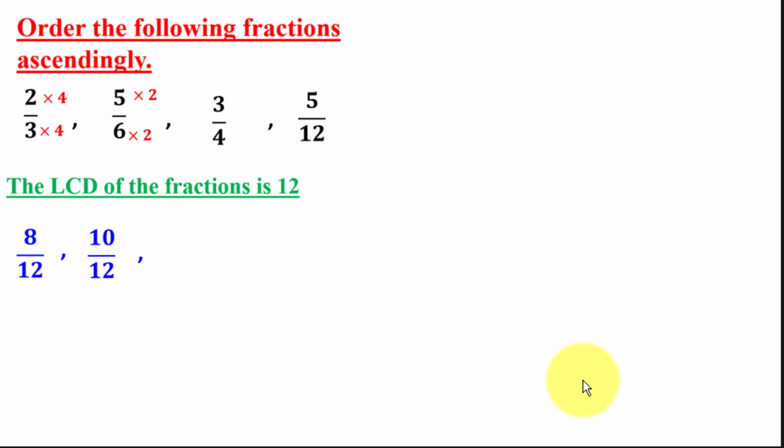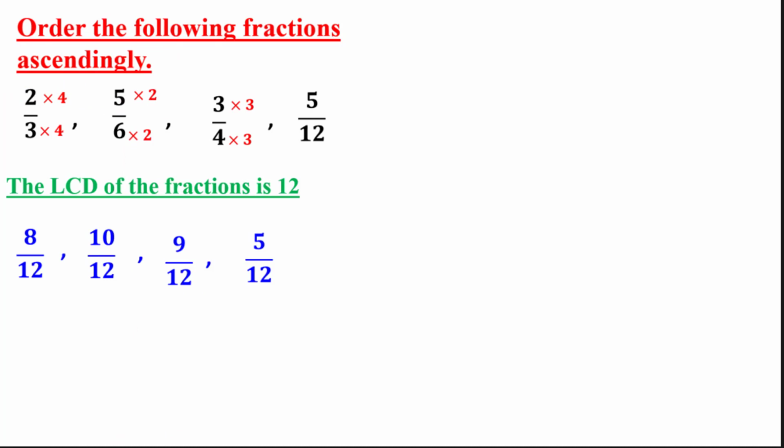And to find the equivalent fraction with the denominator 12 of 3 over 4, just multiply by 3. We will get 9 over 12. And the last one will be 5 over 12. Now we have the same denominator. We can order the fractions in any order, ascending or descending. He said ascendingly. So we will start with the smallest one.